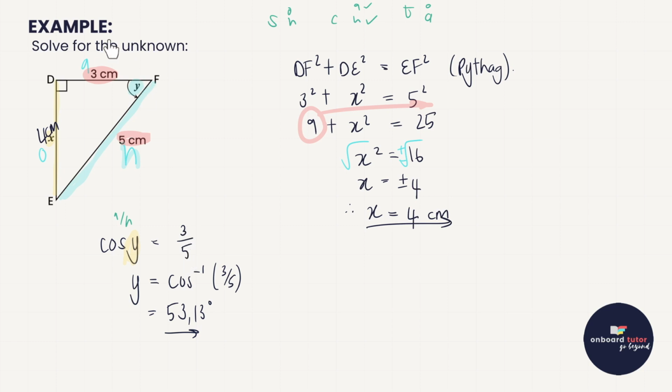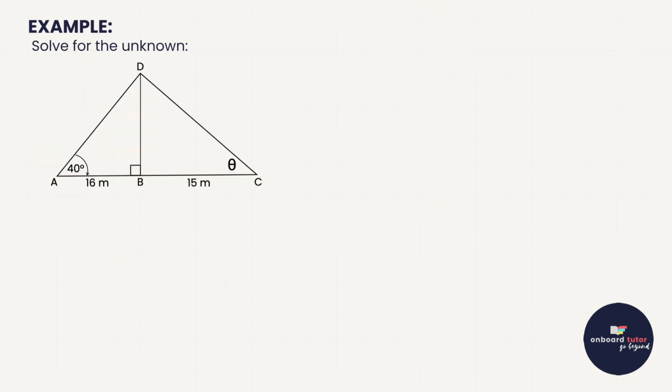But what we do is we have a look at the sides we have and we see, can they link to sine or to cos or to tan? And then, because it's an angle that's missing, we need to use the arc cos function. Here's one last example for us to try. Solve for the unknown. And the unknown is this theta over here, angle C. So that's what we're missing.